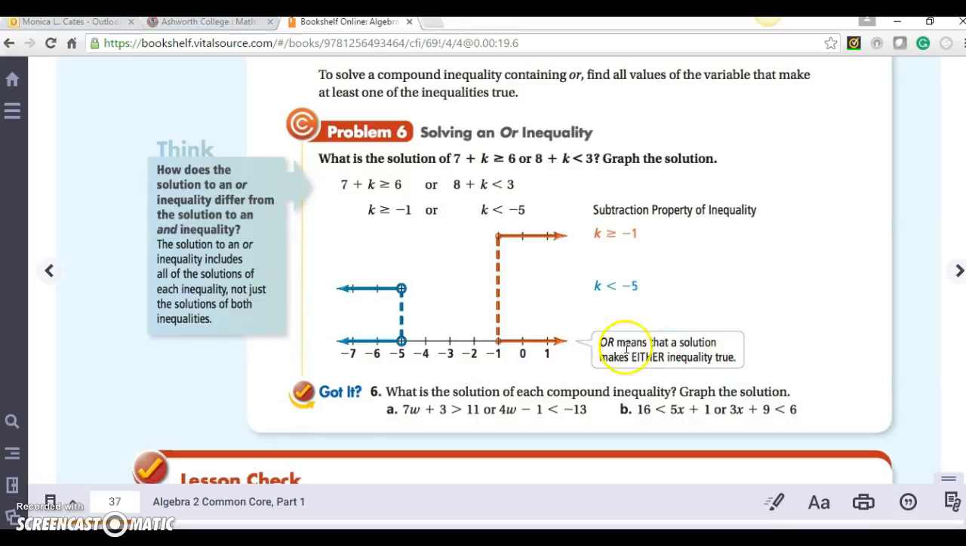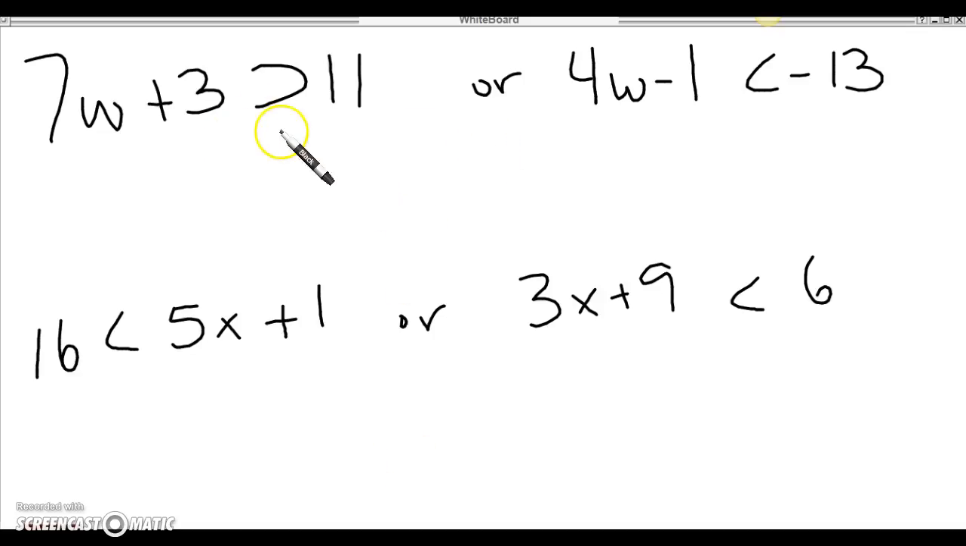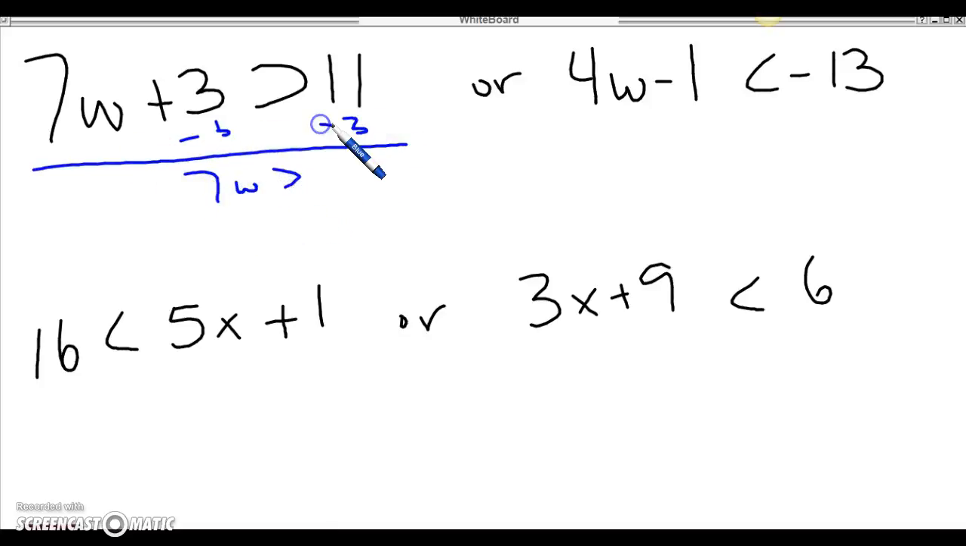So, or means that a solution makes either inequality true. So let's do this on our own. I've written it up here on my whiteboard. So let's do the first one. I'm going to subtract 3 from both sides, and I get 7w is greater than 8. Divide both sides by 7, and I get w is greater than 8 over 7.